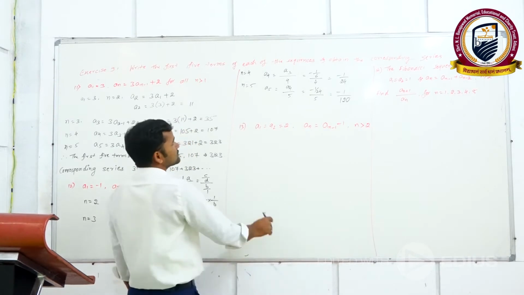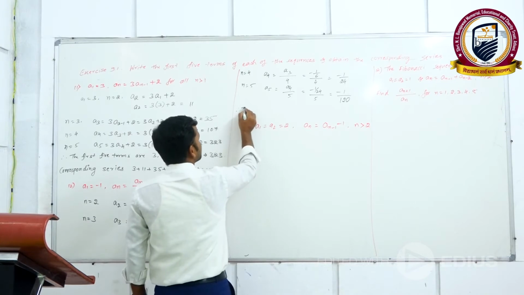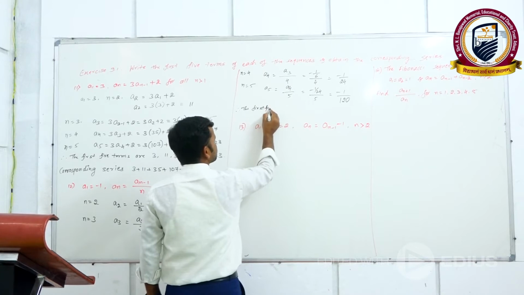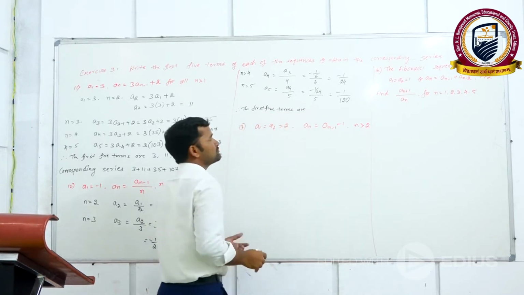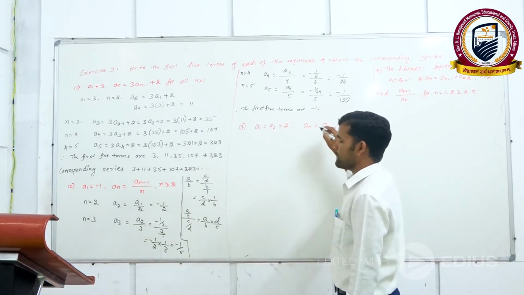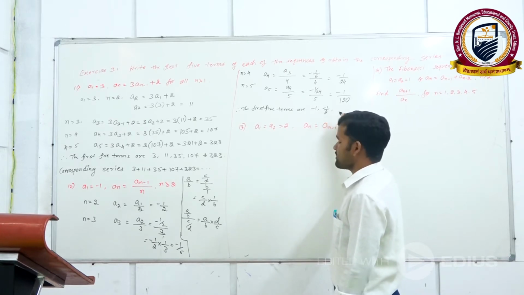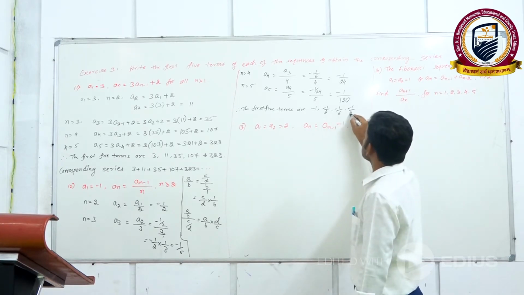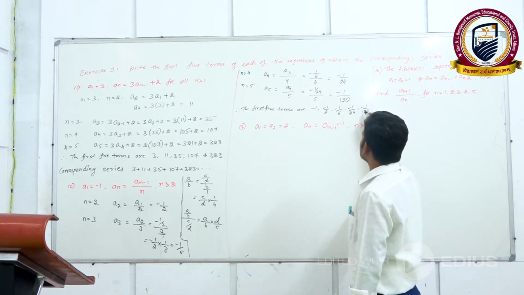Okay. Now to write the series and the sequence. Therefore the first 5 terms are -1, -1 by 2, minus 1 by 6, minus 1 by 24, minus 1 by 120.